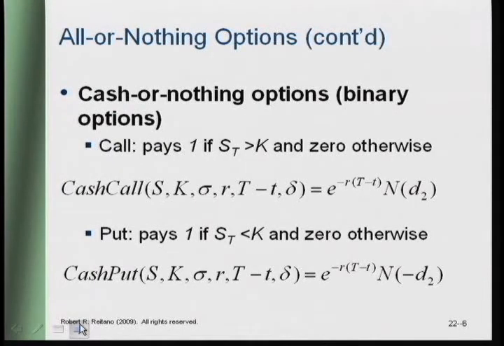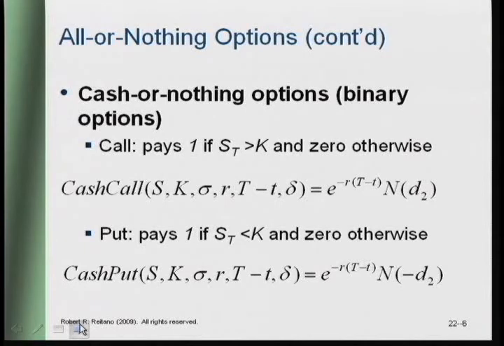A cash or nothing option is an option where a unit of cash is paid. So a cash call pays $1 if the stock price at expiry exceeds the strike K. The payoffs of this are as a typical call, in that when stock prices exceed K, a payment is made. The difference is that a cash or nothing call pays $1, whereas a vanilla call would pay the difference between the stock price and the strike.